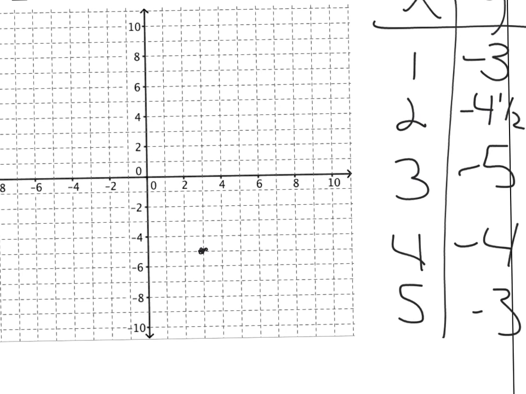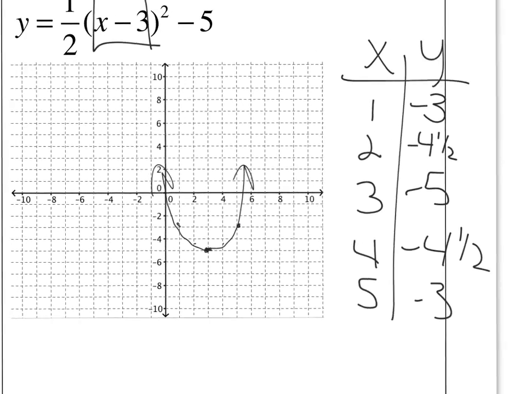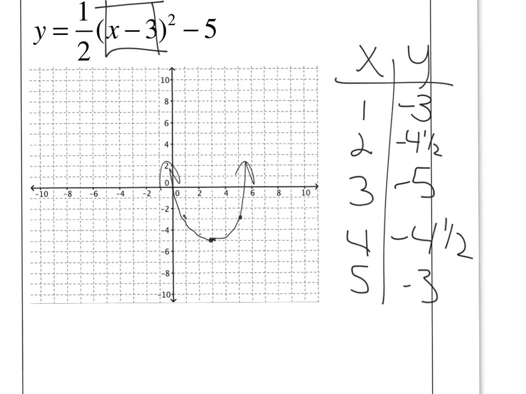4, negative 4 1/2. And then 5, negative 3. 1, negative 3. If you don't have a U, you are doing it wrong. So be very careful. You should have a U there. If you don't see a U, then you're doing something wrong.